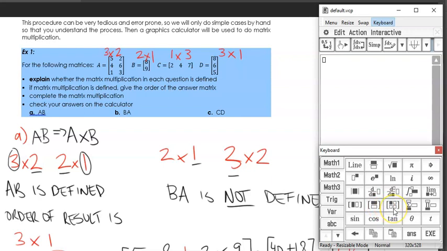The next button, or the last button, is the square matrix button. Each time you press this, by default, it will start off with a 2x2 matrix, and every time you press it, it will increase its dimensions, a 3x3, 4x4, or 5x5, etc.